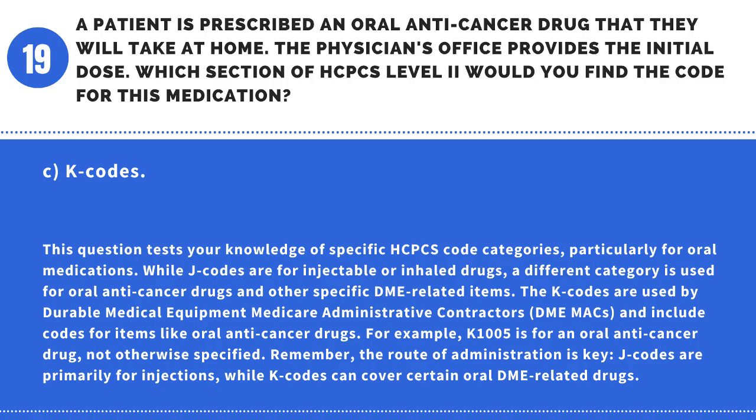For example, K1005 is for an oral anti-cancer drug, not otherwise specified. Remember, the route of administration is key. J codes are primarily for injections, while K codes can cover certain oral DME-related drugs.